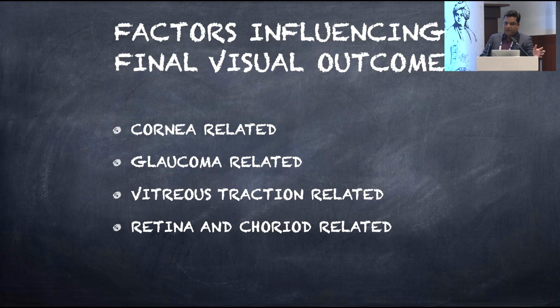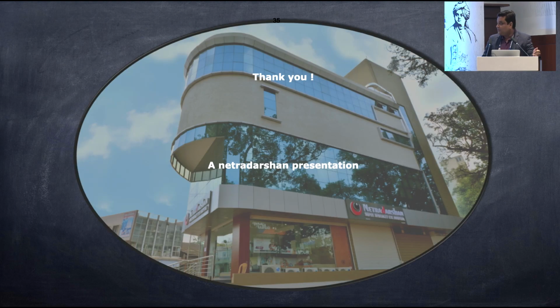So these are the different techniques which we can use to manage dropped nucleus and dropped IOLs. Factors influencing the final outcome, of course, are the timing of surgery, when you want to intervene, cornea-related problems, glaucoma-related problems, vitreous-related traction and retinal detachment. Thank you very much. Thank you.